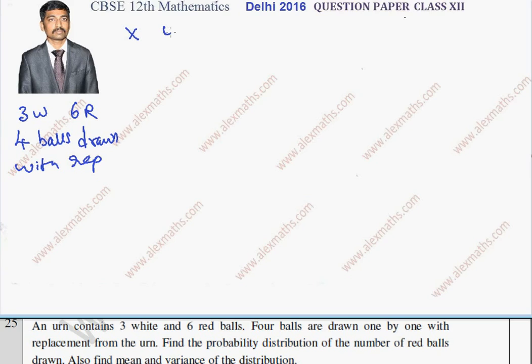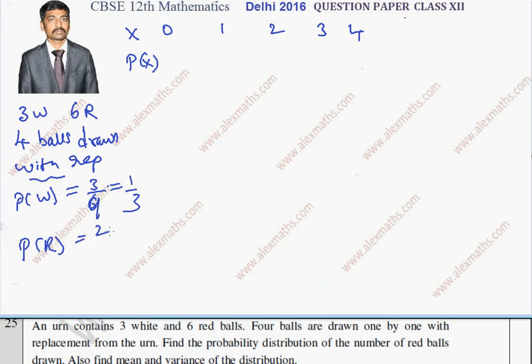So the random variable will be 0, 1, 2, 3, 4. Since 4 balls are drawn, corresponding P of x we have to find. Then we have to find the mean and the variance. Since it is with replacement, we have to write separately P of W, that is white ball. Probability of getting white is 3 out of 9, which is 1 by 3. And probability of red is 6 out of 9, which is 2 by 3.